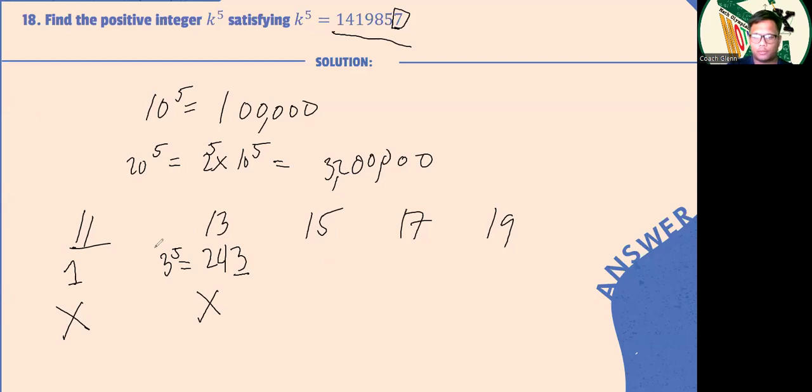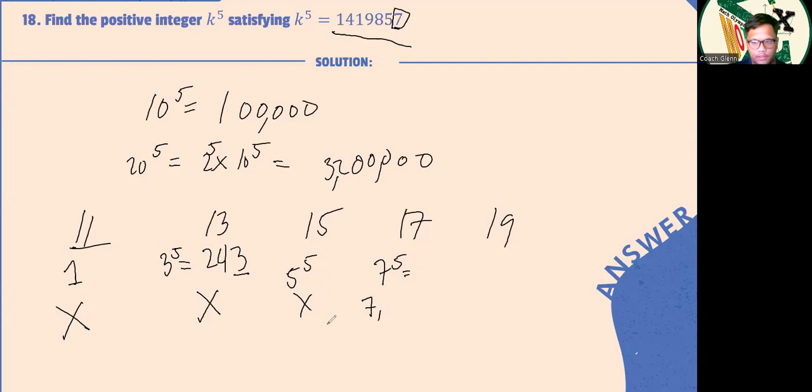So let's go to the next one, 15. That's just 5 raised to 5. So 5 raised to 5, the unit digit is equal to 5. So that means this is also error. Next, we have 7 raised to 5. The unit digit is 7 because the unit digit pattern for 7 is 7.